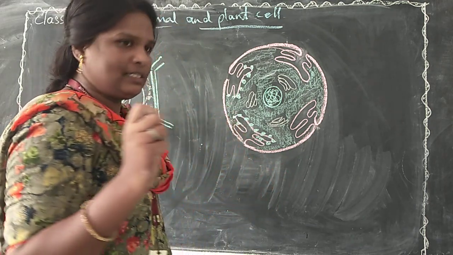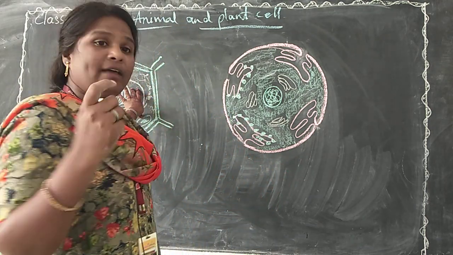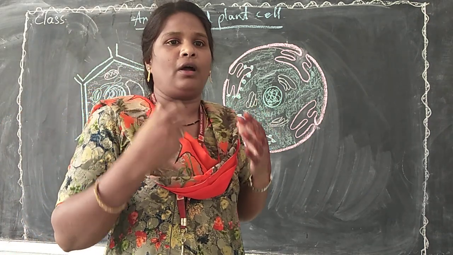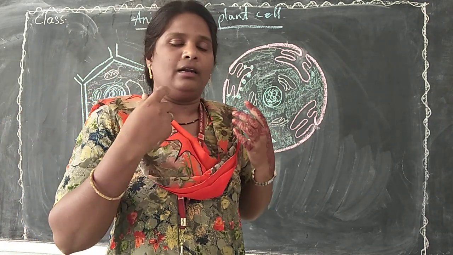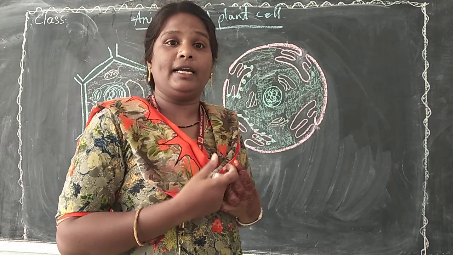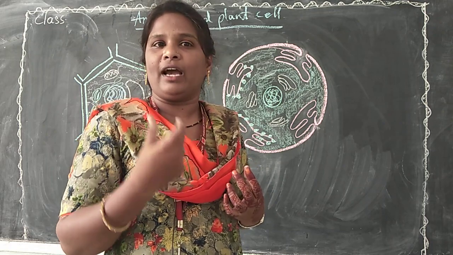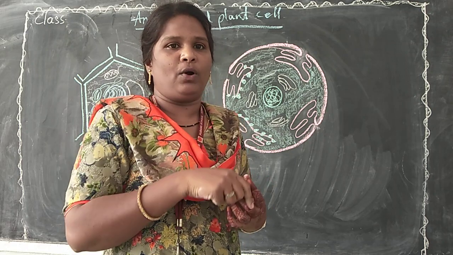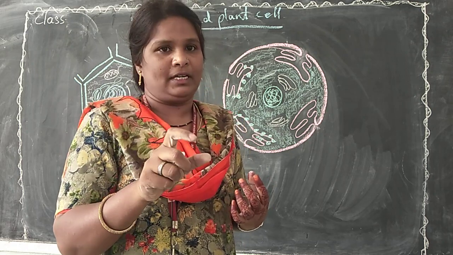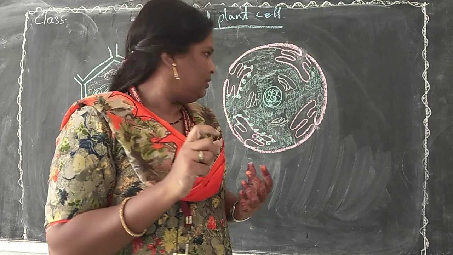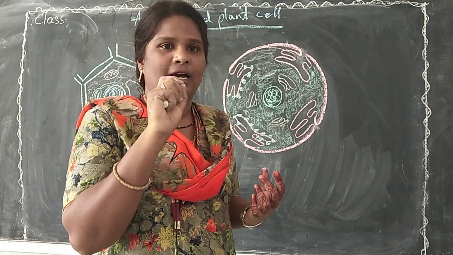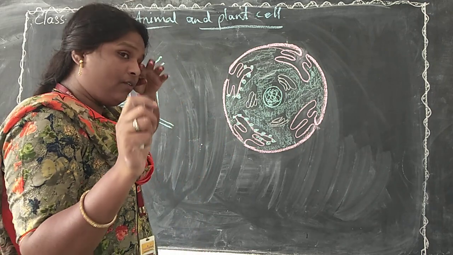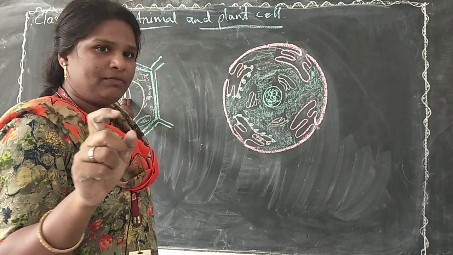Before that, what is a cell? In our body we have some organs, like lungs, heart, and kidneys. Each and every organ has its specific function. Like that, in our body so many cells are present. In those cells, some organs are present, and we call them cell organelles. Now, I will explain the structure of a cell.